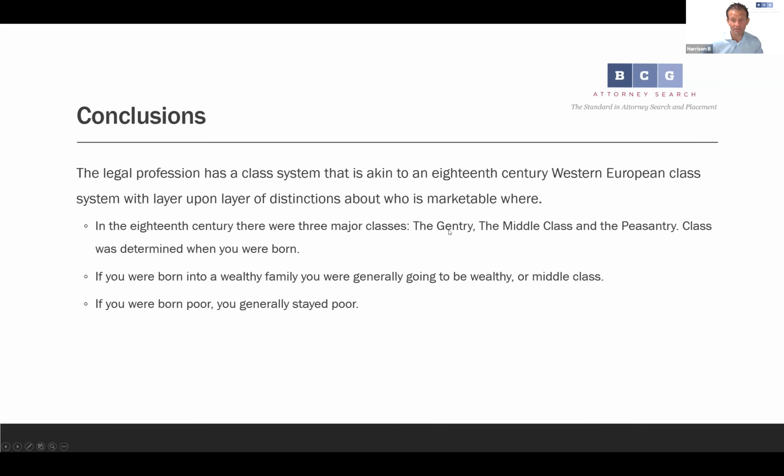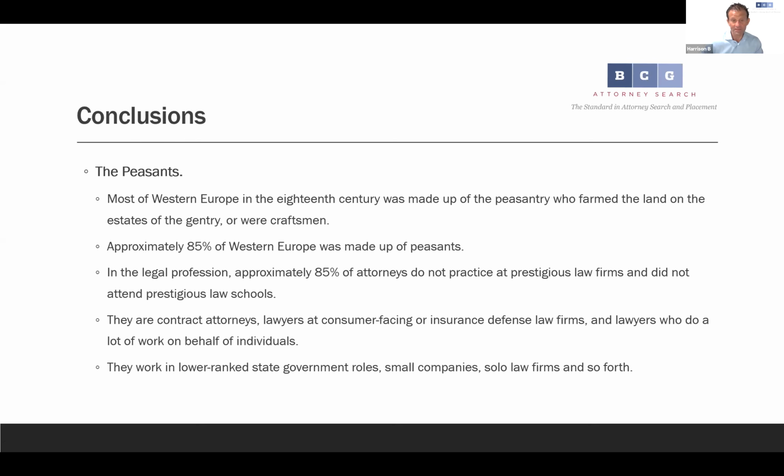And it's interesting, in the 18th century, there were three classes. There was the gentry, the middle class, and the peasantry. And when you were born, you were born into that class. So if you were born into a very wealthy family, you knew you would pretty much always be wealthy or middle class. And if you were born poor, you almost always stayed poor. And so peasants were the majority of people in Western Europe in the 18th century. They farmed land of estates of the gentry, or they were craftsmen.